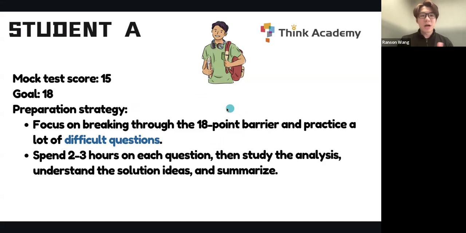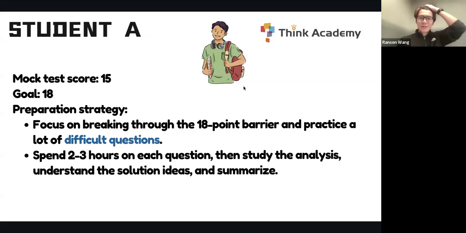Based on this goal, he prioritized his strategy to focus on breaking through the 18-point barrier. So he wants to solve some questions up to question 20, just in case he makes mistakes in the first 18 questions. He practiced a lot of difficult questions before the exam, and spent 2 to 3 hours on several different questions, then studied the analysis, understood the solution ideas, and summarized. It seems like for the general study flow, it's totally okay. But can you take a guess, based on just this, what score he eventually got? You can take a guess.